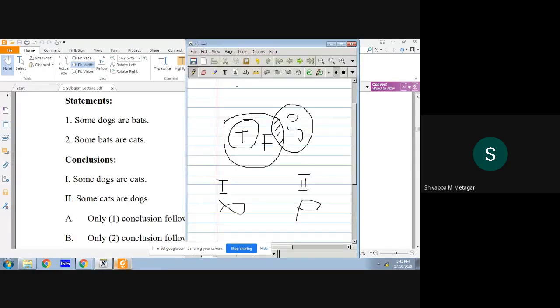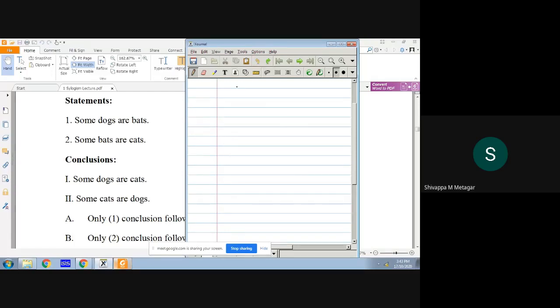Now, can you try this example? Some dogs are bats, some bats are cats. Statements. Conclusion: some dogs are cats, some cats are dogs. Now can you draw the Venn diagram and then tell me the solution for this one? Anyone?